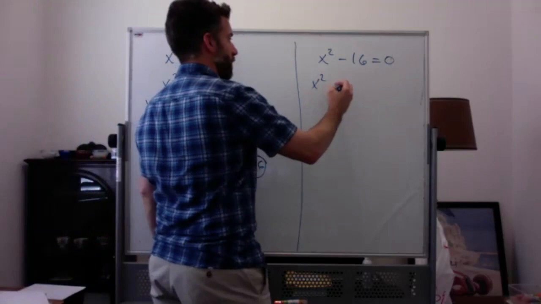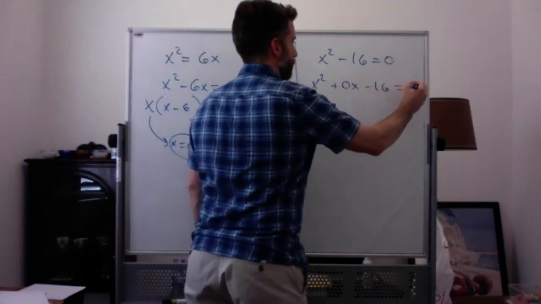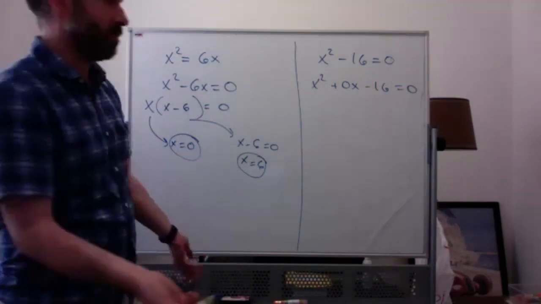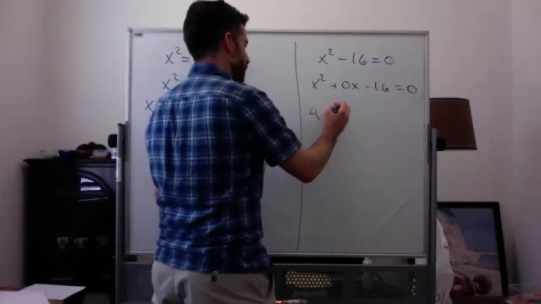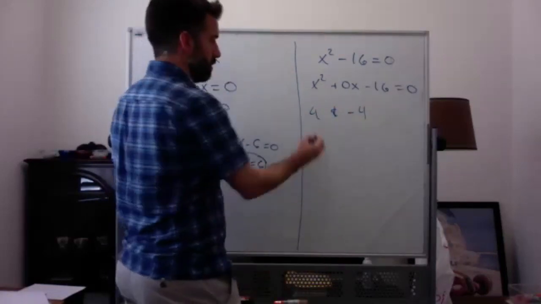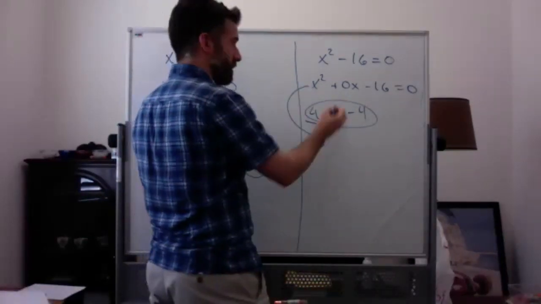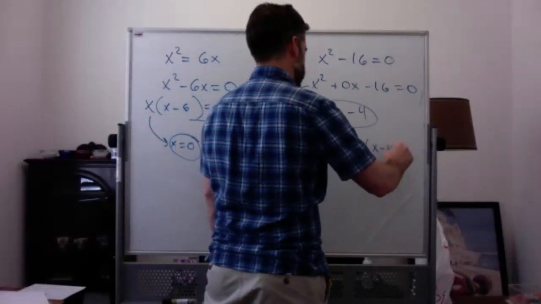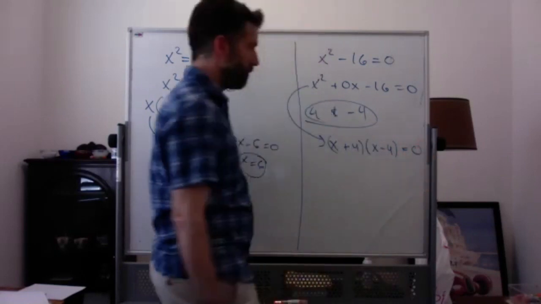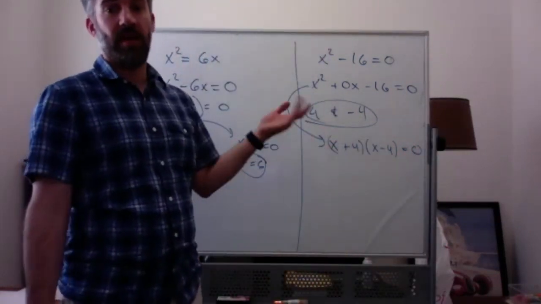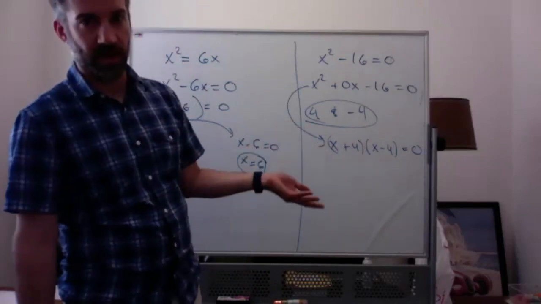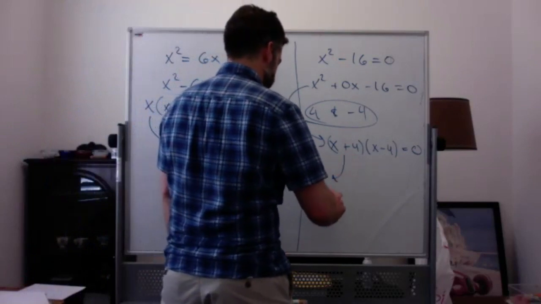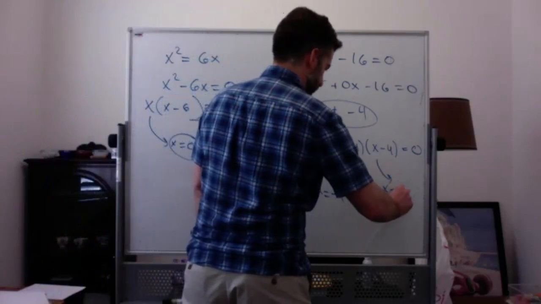This is x squared plus 0x minus 16. Well, the numbers that multiply to negative 16 and add to 0 are 4 and negative 4. So this is going to factor as x plus 4 times x minus 4 equal to 0. If we multiply that out, we would definitely get x squared plus 4x minus 4x, and those would cancel, and then minus 16. And this gives us x equal to negative 4 and x equal to positive 4.